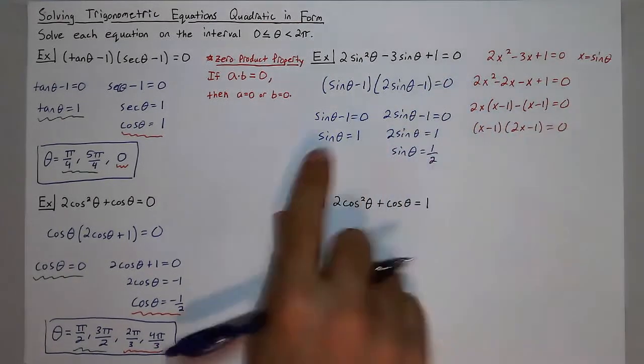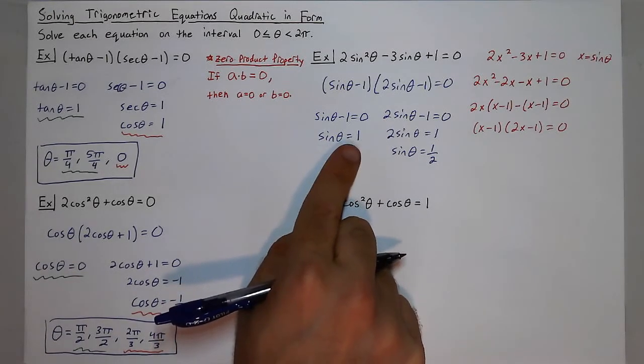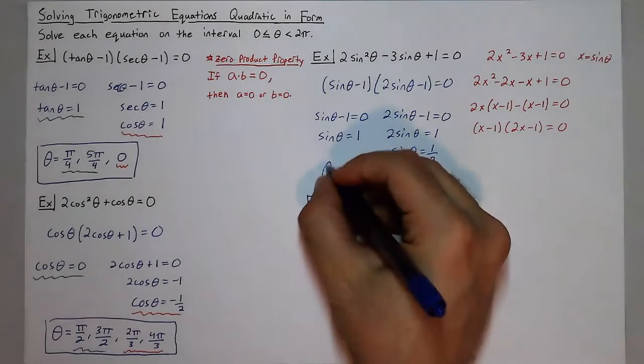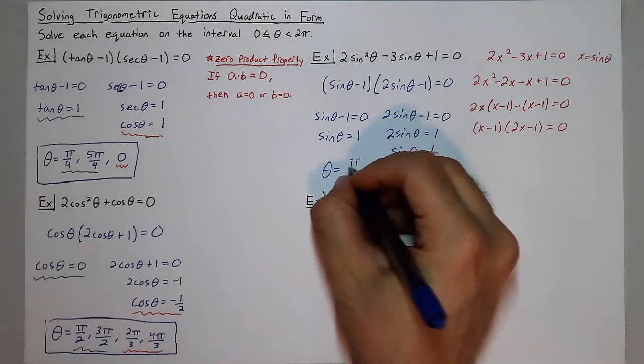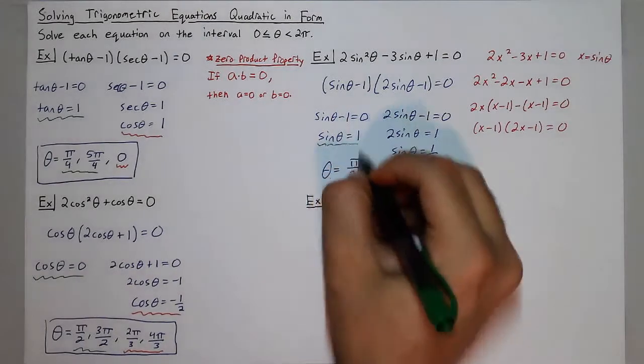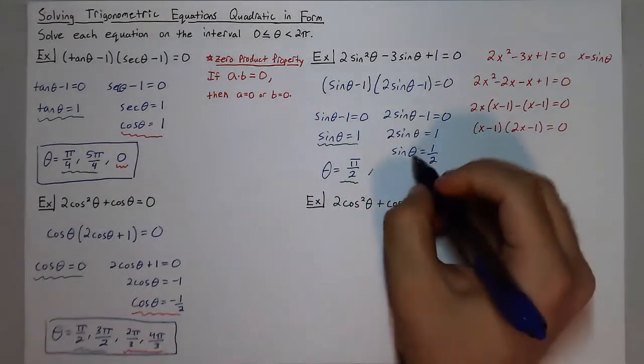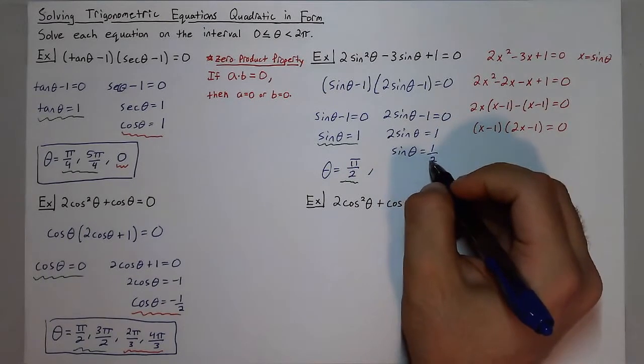And now I'm looking for where the sine of theta equals 1. Well, it's only at one spot on our unit circle, at pi over 2, which is the very top of our unit circle. Now for the next solutions, where does sine of theta equal 1/2?